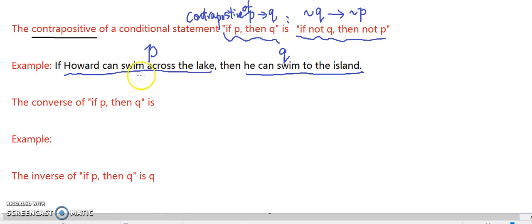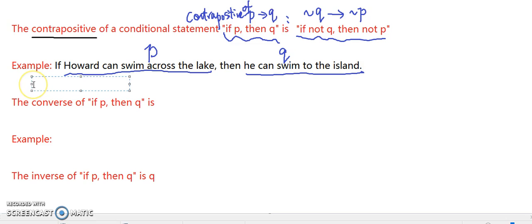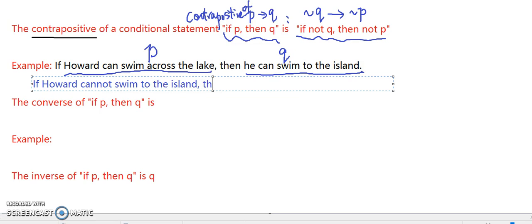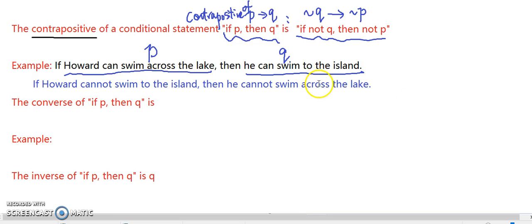So following the definition, the contrapositive of this statement will be, first you jump to the conclusion, and we still keep it as a conditional statement. So we'll say if Howard cannot swim to the island, because we have to negate the consequence, then he cannot swim across the lake. And these two conditional statements are logically equivalent, which means they're talking about the same thing.